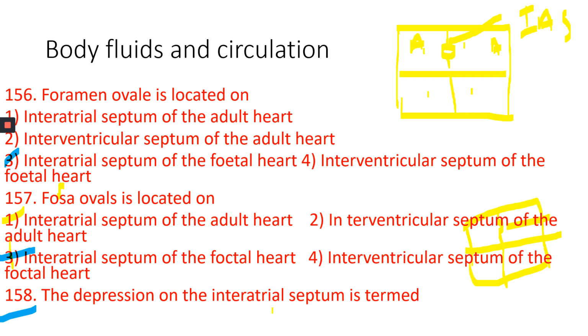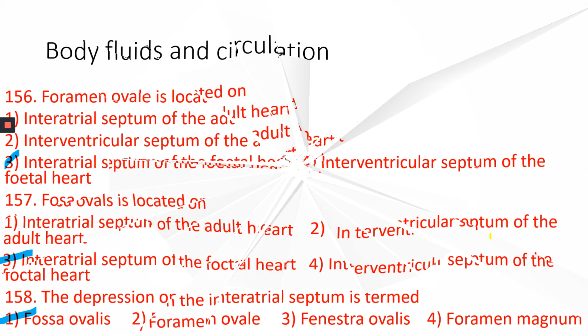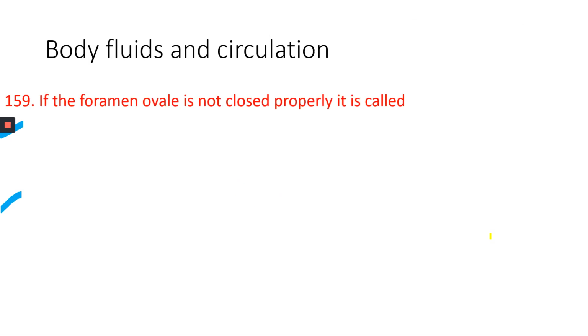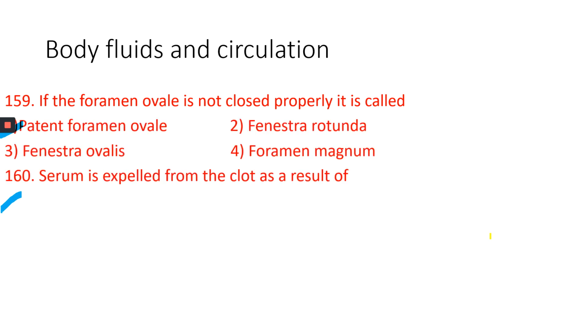Next, the depression on the interatrial septum is termed as, what do we call that? Fossa ovalis here. This is the depression here. The next one, 159. If the foramen ovale is not closed properly, it is called patent foramen ovale. In some children, they are born with holes in the heart. That condition is called a patent foramen ovale.